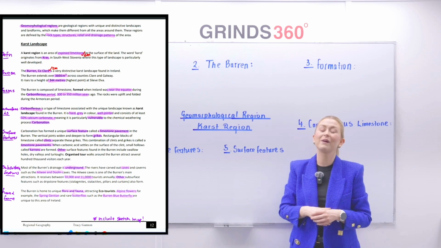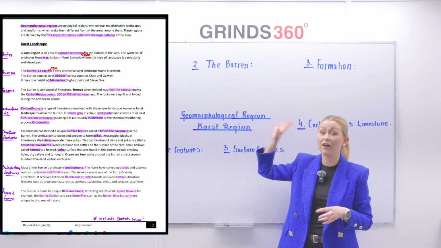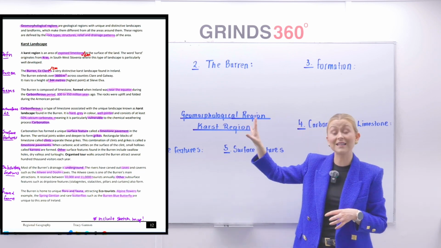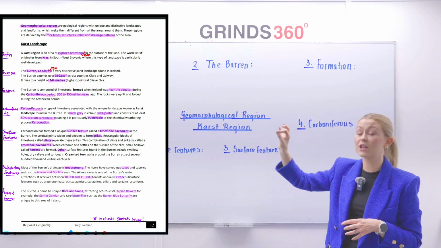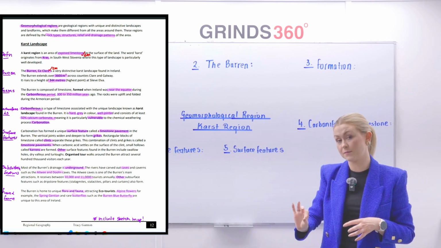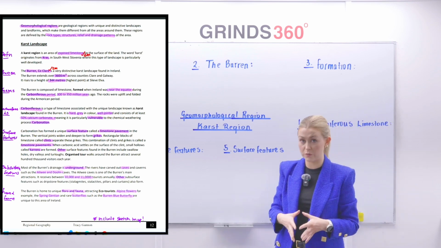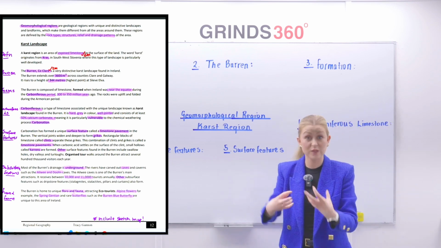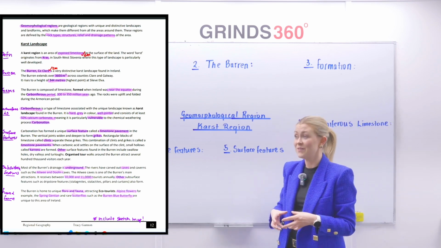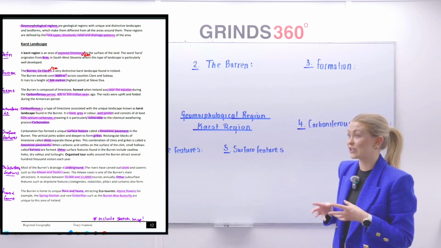Now, starting off here with my definition of a karst landscape. A karst landscape is an area of, highlight the word, exposed limestone. When I say exposed limestone, what I mean is the soil cover is removed, and when you look down at the ground, you see that limestone on the ground. Exposed limestone on the surface of the earth.